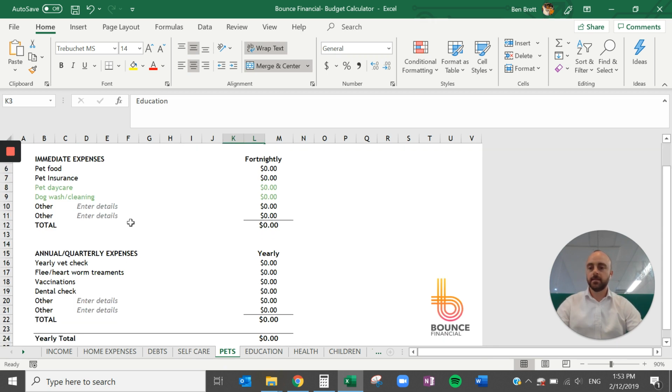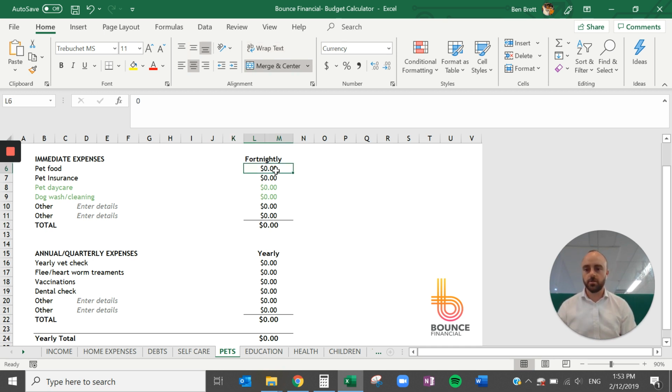Okay, pets. So again, what we do is we break this up into fortnightly and yearly expenses. The reason we do that is things like pet food. Think about it, the idea of going, how much money do you spend on pet food in a year is actually a bit of a challenging thing to do. Whereas a yearly vet check, that's a common yearly expense. So that's why we break it up like that.